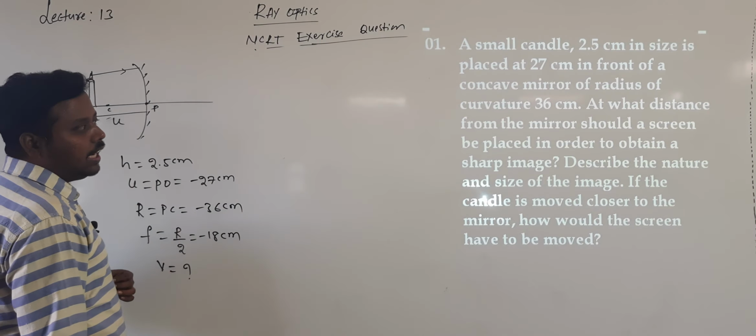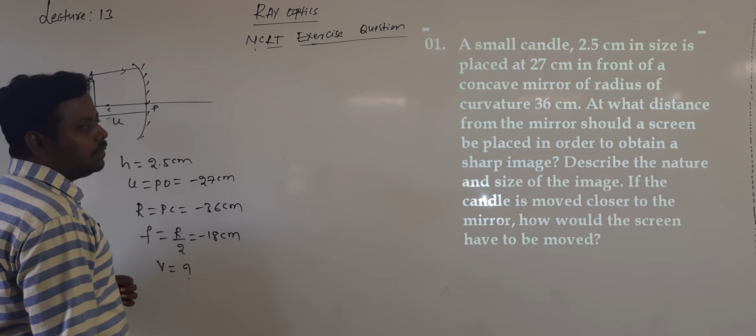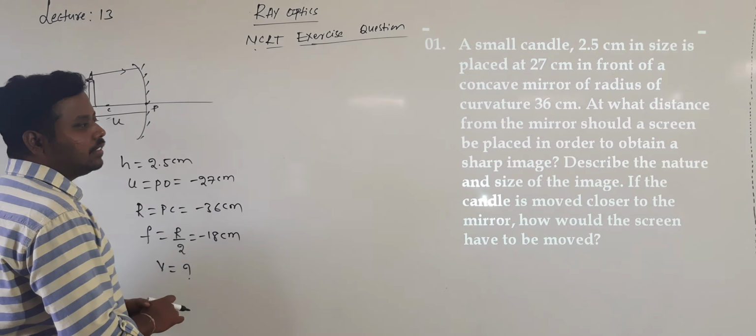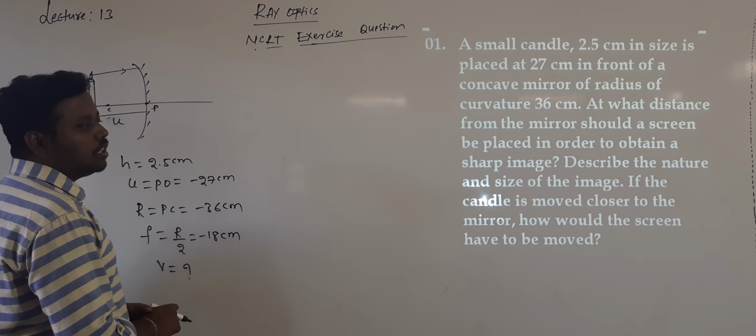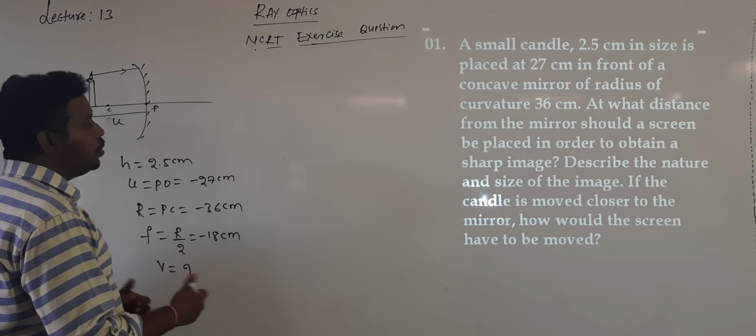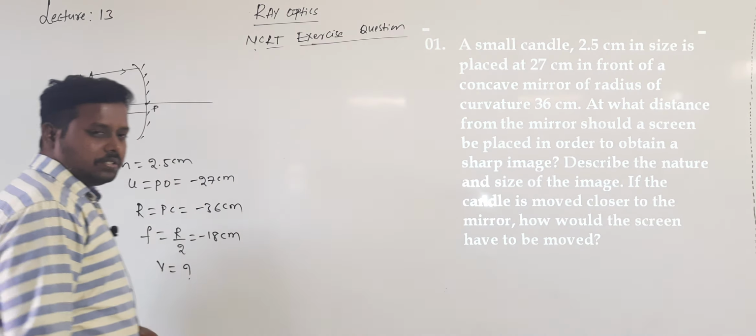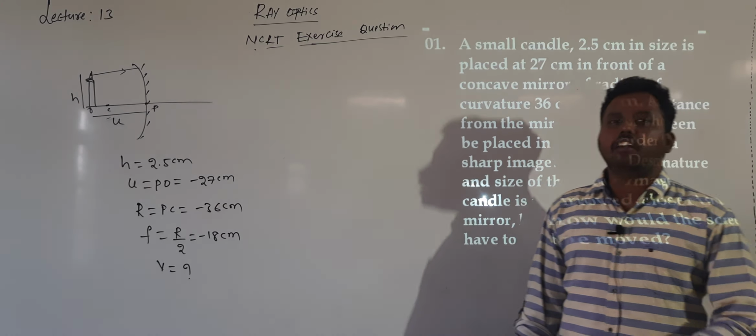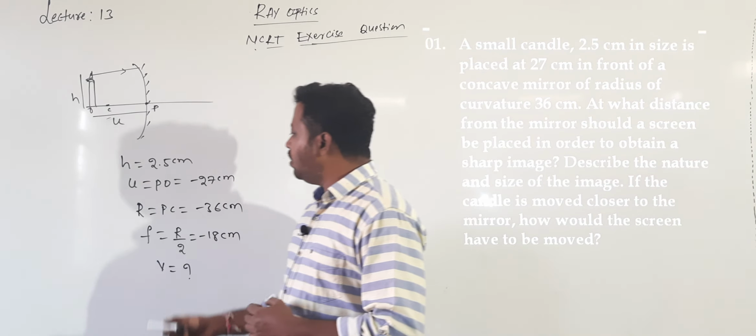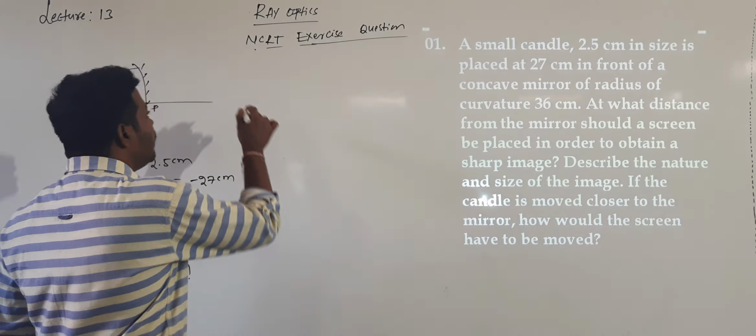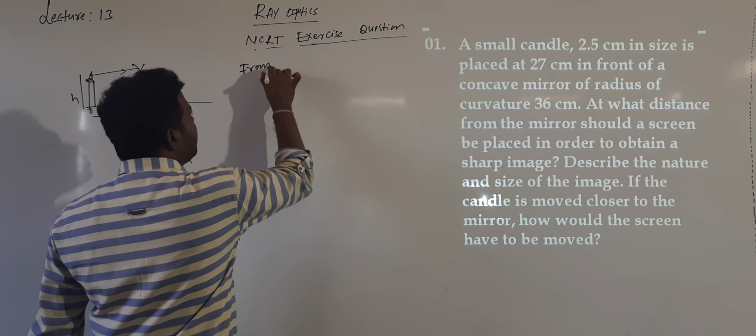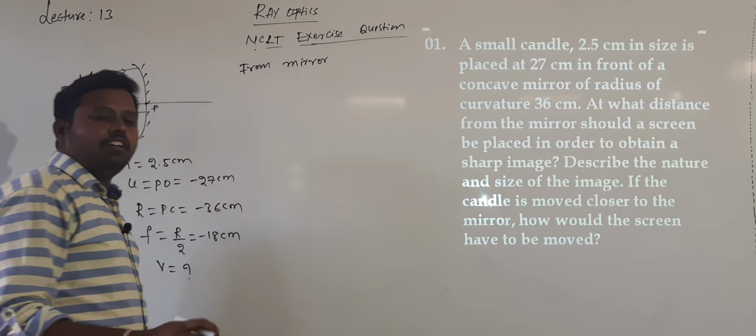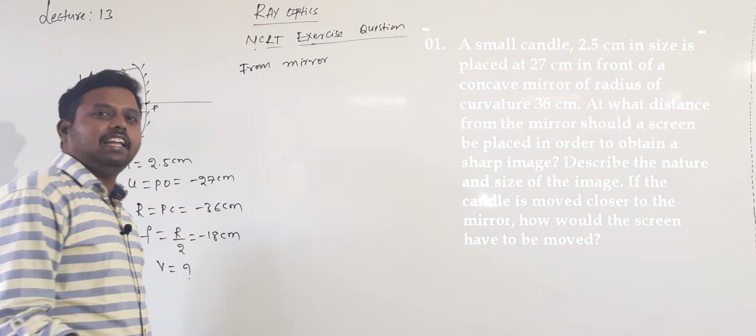In order to obtain a sharp image, describe the nature and the size of the image. So, image size they are also asking. And if the candle is moved closer to the mirror, how would the screen have to be moved? So, three questions are given. For the first question, let me calculate the value of v. v is the position of the image where I have to place the screen. In order to calculate this, we know the relation from the mirror equation.